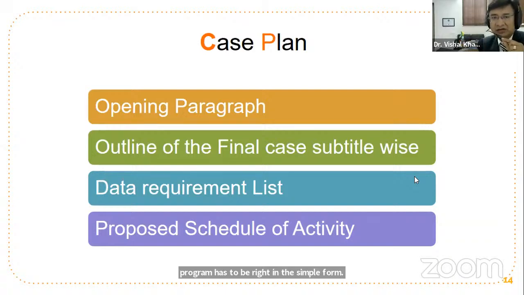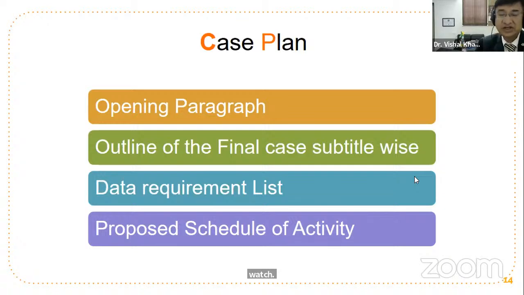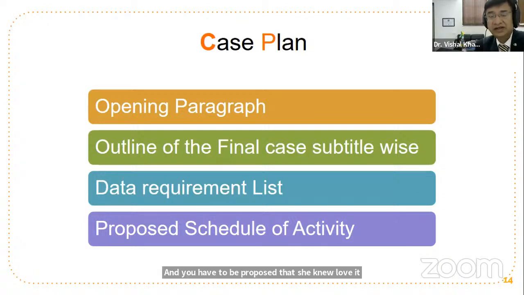When we talk about the final case subtitle-wise, there should be a subtitle paragraph-wise. It helps the reader link with the previous information given in the case. Whatever the data requirement list is, that has to be presented in the form of exhibits. And you have to propose the schedule of activity, in whatever way you require.